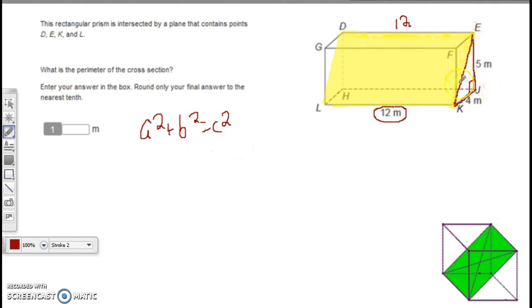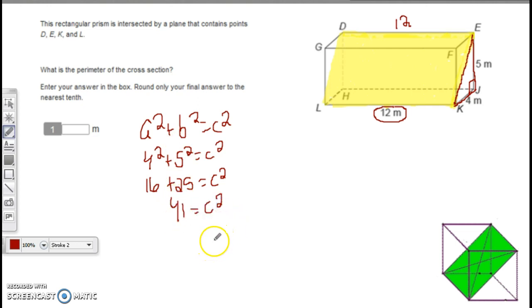So I'm looking for the hypotenuse, the side across from the 90-degree angle. So I can just plug in 4 and 5 for A and B, and then multiply it out. And so I get 41 equals c squared. And to solve for c, you've got to get rid of the squared. And the opposite of squaring is square rooting. So we would square root both sides. And that's not going to be super pretty.